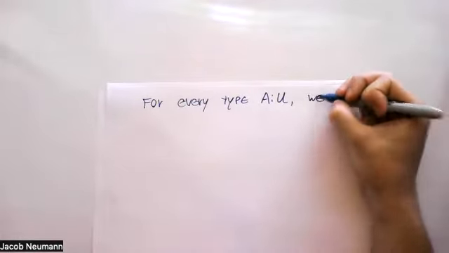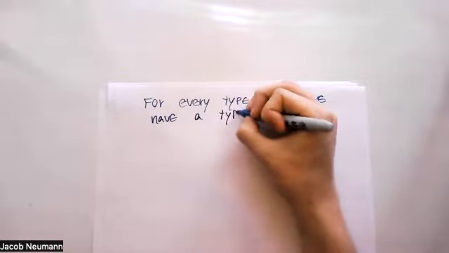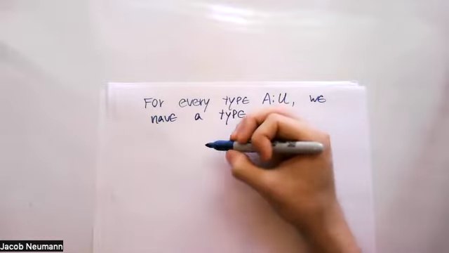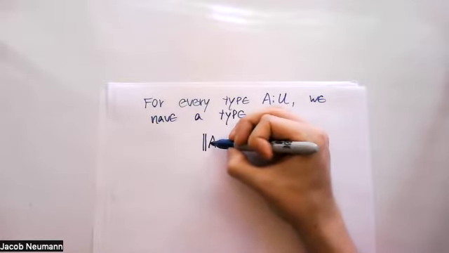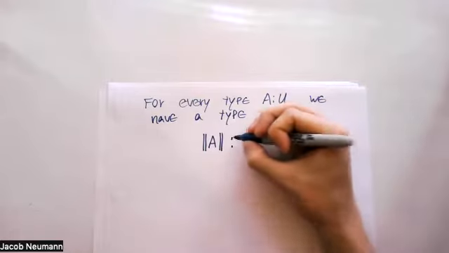We have a type which we call the propositional truncation of A, which we write as these double brackets A, which is a proposition.